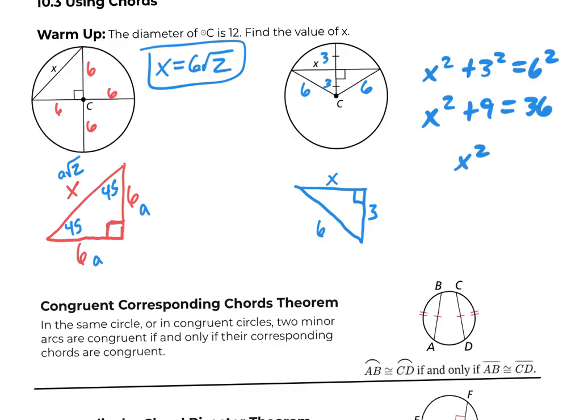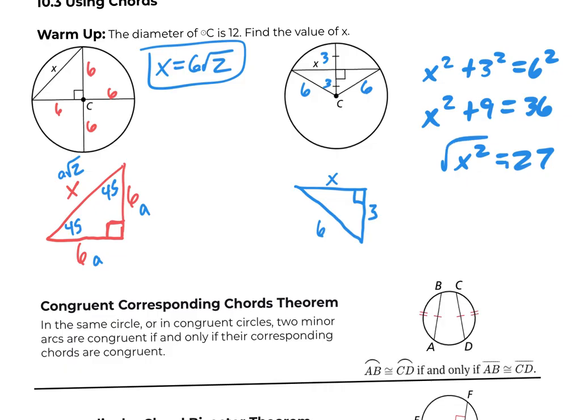We would subtract 9. Okay, and now here's the issue: 27 is not a perfect square. So when we write our answer here, it kind of depends on how they ask us to leave it, and a lot of times they're going to ask us to leave our answer as an exact answer, which means we're going to leave it in simplest radical form.